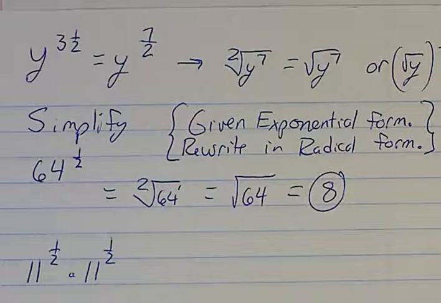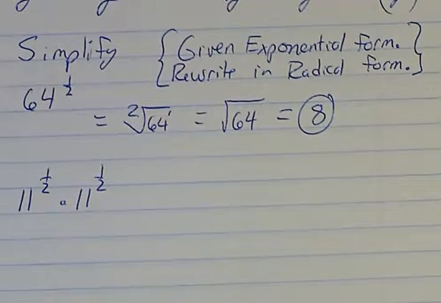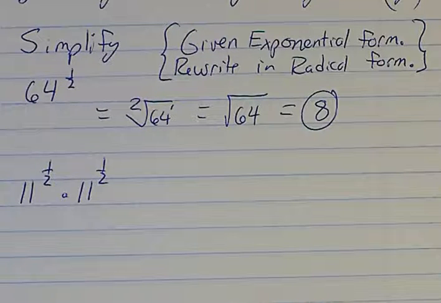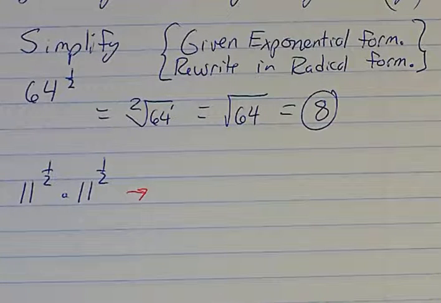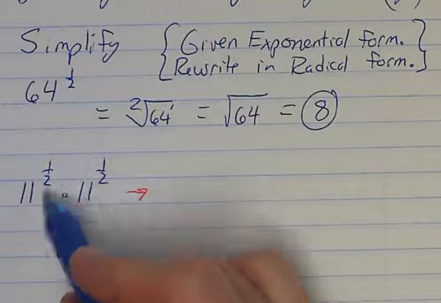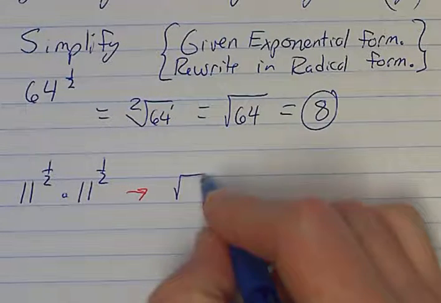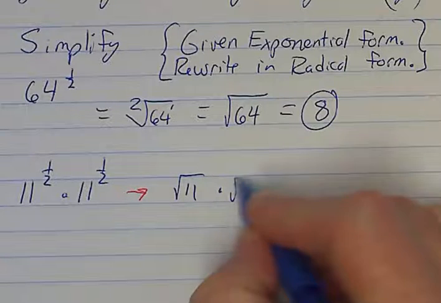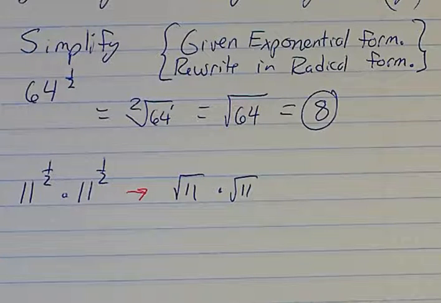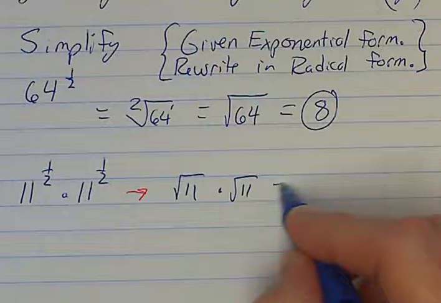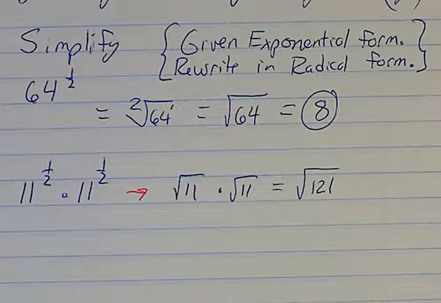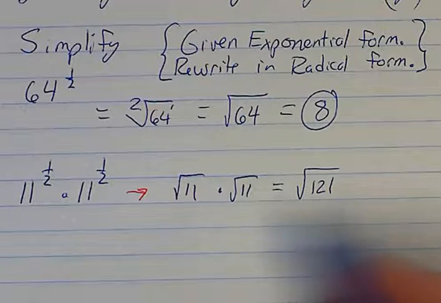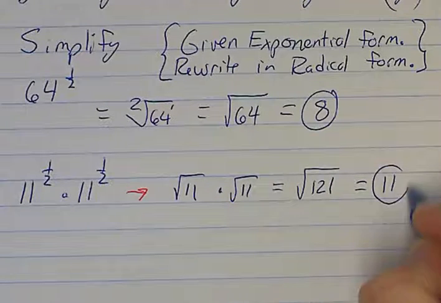Okay, so let's go 11 to the 1/2 power and then times 11 to the 1/2 power. So for this one, 11 to the 1/2 power, that's going to be just the square root of 11. Same thing for the second one, that's another square root of 11. But if you've got square root of 11 times square root of 11, that is 121. And if you take square root of 121, well, if it was 11 times 11, then that means it's going to be just 11.